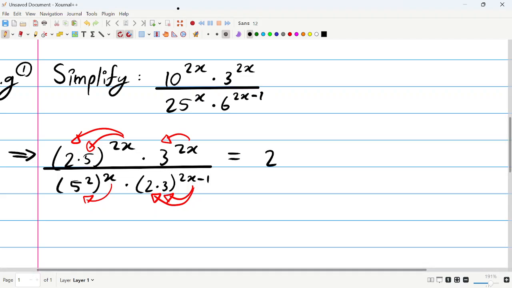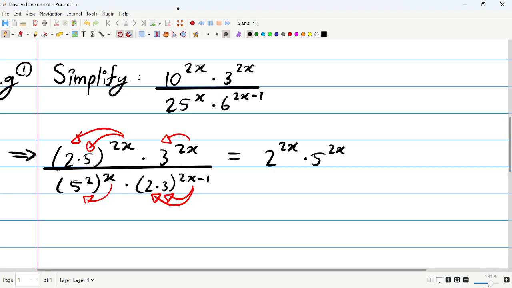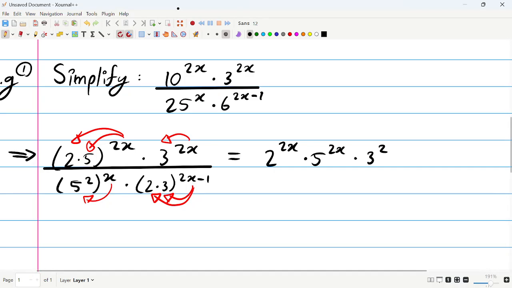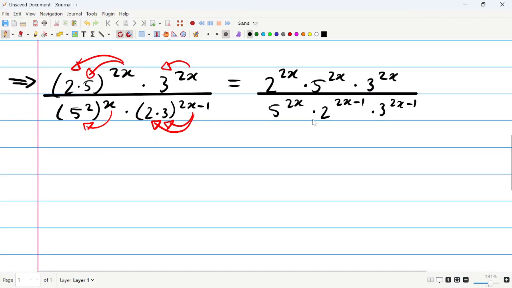So it's going to look like this. It's going to be 2 raised to the power of 2x multiplied by 5 to the power of 2x multiplied by 3 to the power of 2x, and this is all divided by 5 to the power of 2x because we're using the multiplication law. And then this is multiplied by 2 to the power of 2x minus 1 multiplied by 3 to the power of 2x minus 1.